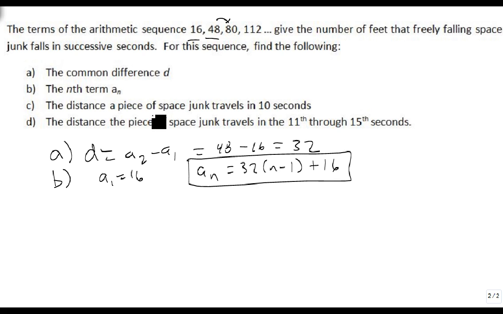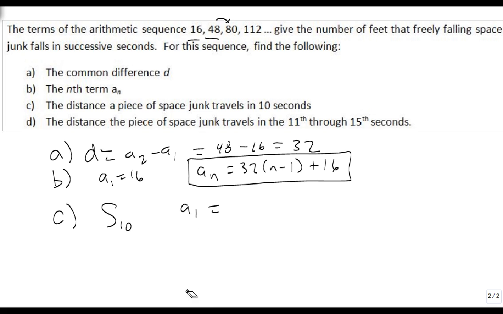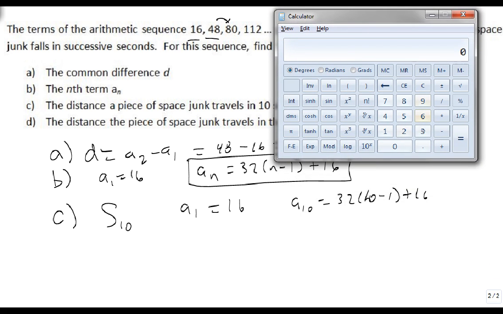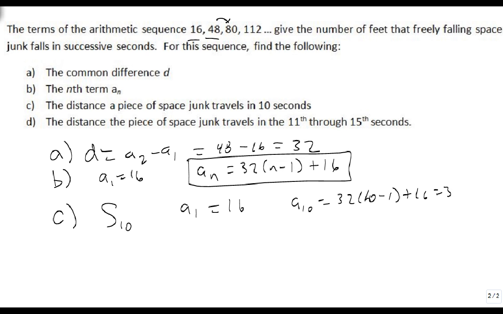Next, the distance a piece of space junk travels in 10 seconds. This is the partial sum Sn, or in particular S10. So first we know that a1 is 16. a10 is 32 times (10 minus 1) plus 16. So we'll get out a calculator. 32 times 9 plus 16 is 304.